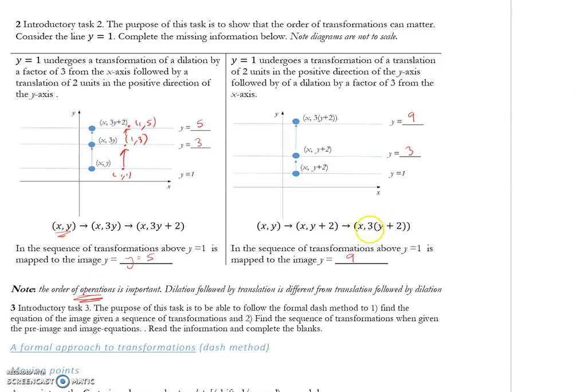See, first, what's happened is you've added 2, and then you've multiplied, so you need to put brackets in there. Again, if you substitute in y as 1 here, you get 1 plus 2 is 3, times 3 gives you 9.